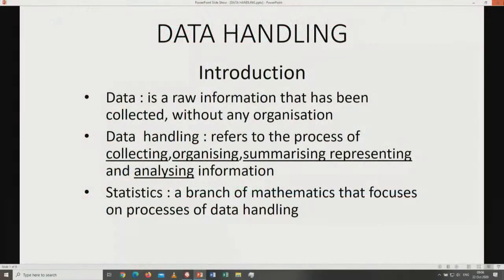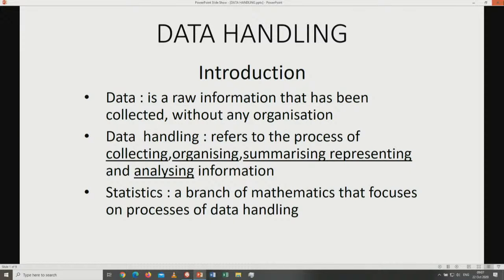Now, data handling as a topic and all the processes that are involved in data handling. So let us quickly check what is data. It is very important. Data is raw information that has been collected without any organization. It is collected, but it is not organized.